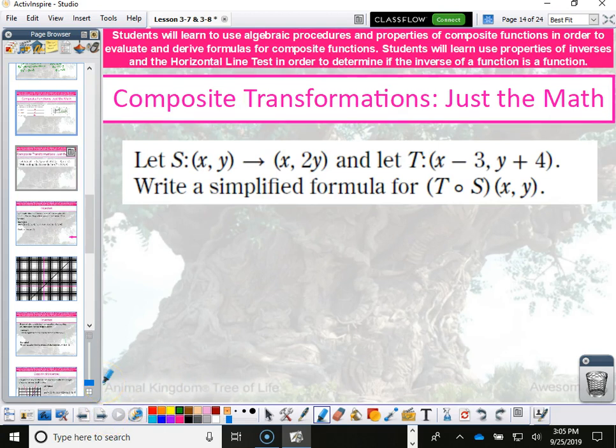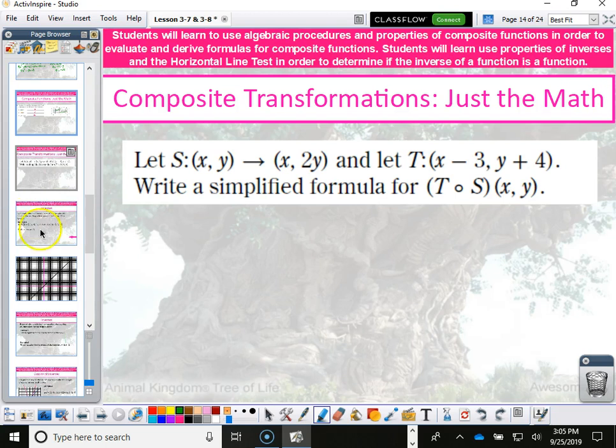Okay, now when we do compositions of transformations, because we've done scale change transformations and we've got translation transformations, we're going to do a simplified form for this. It says that the scale change is x and 2y, and the translation is x minus 3 and y plus 4. And it says we're going to write a simplified form for t following s of xy.